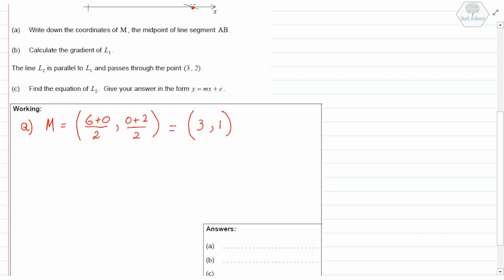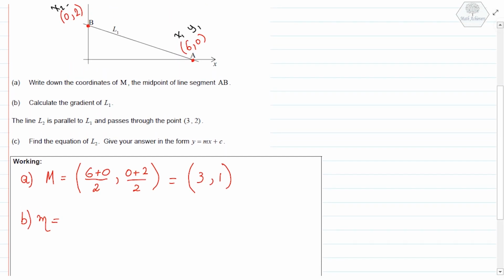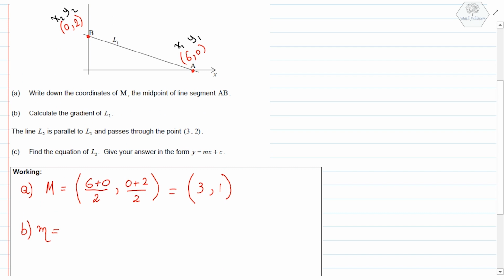We need now to calculate the gradient of line 1. So the gradient is simply the change in y over the change in x. I have y2 minus y1, which is 2 minus 0, over x2 minus x1, which is 0 minus 6. So the gradient of this straight line is 2 over minus 6, which is equal to minus 1 over 3.